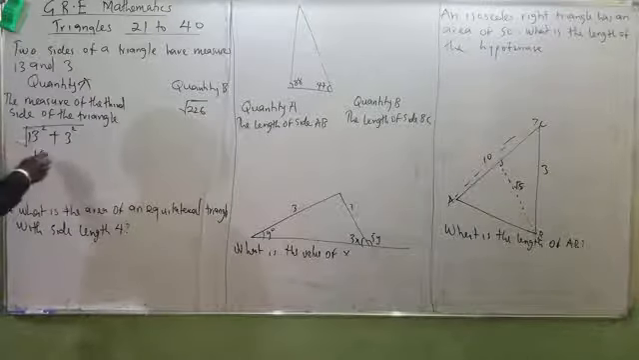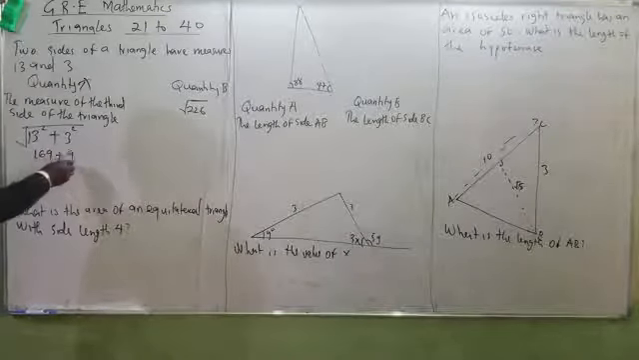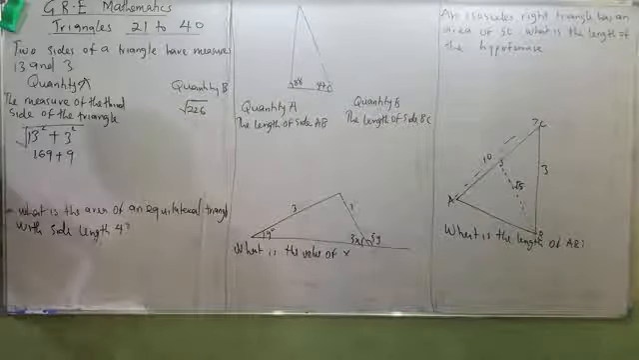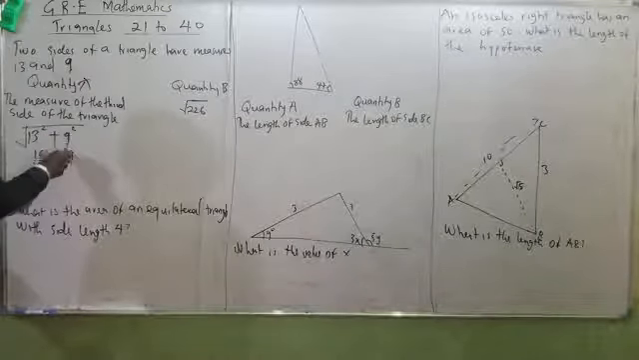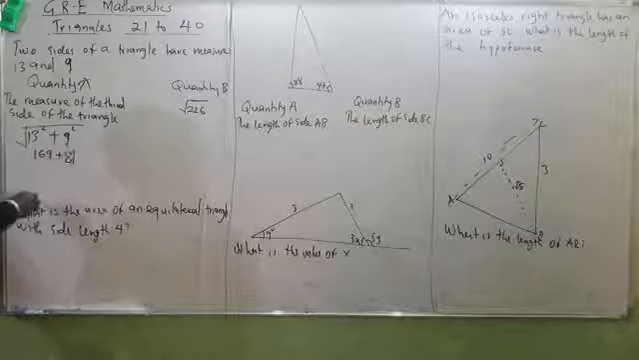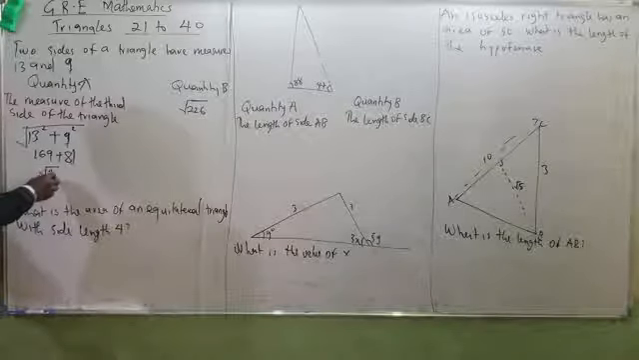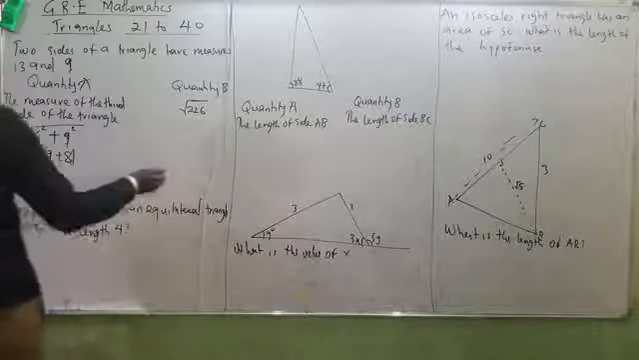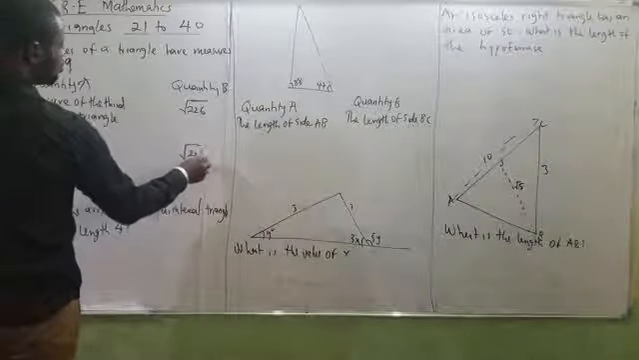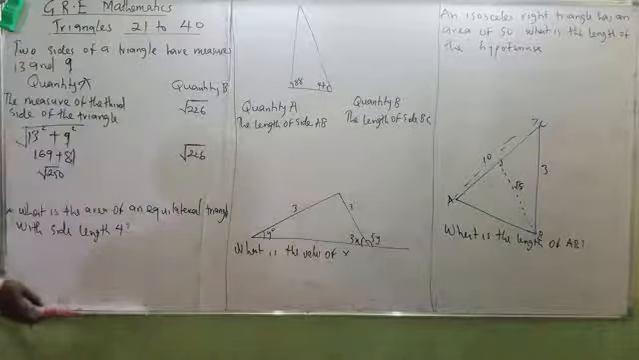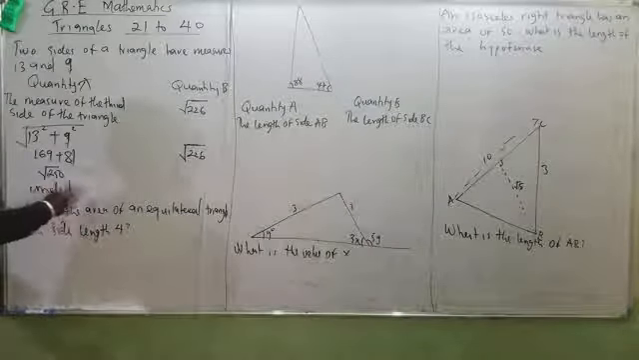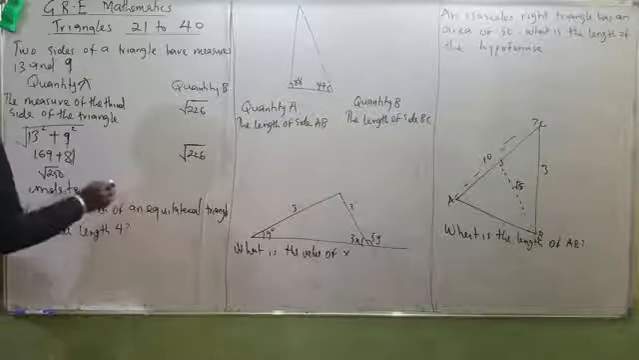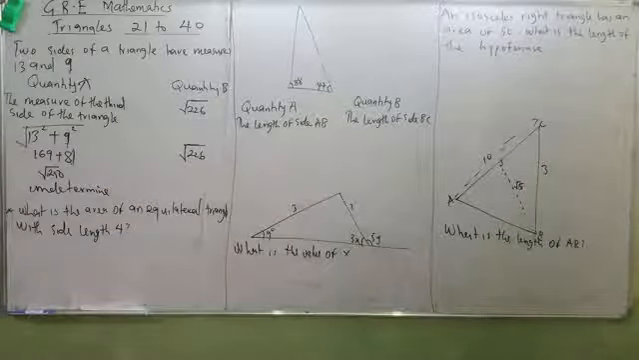I have 169 plus 9, which is 9 squared plus 9, which is going to be 81, and it will give me 250. Now, 250 and 227, can you see? Therefore, the answer is undetermined, because the question does not have a direction.